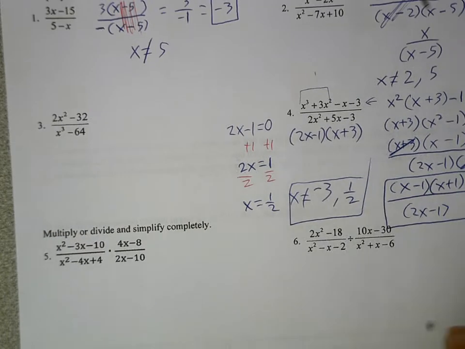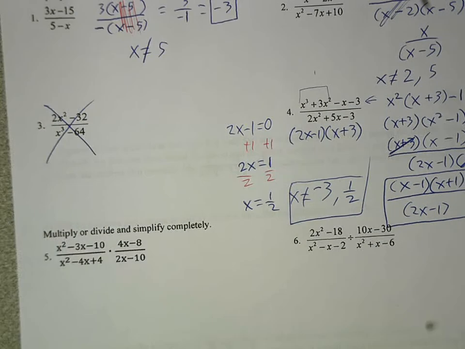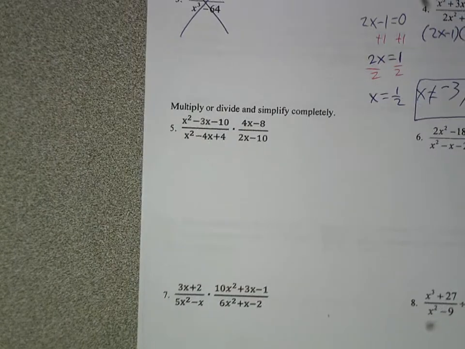Let's skip 3, okay, guys? You can just cross out 3. Don't worry about that one at all. Let's look instead down here at 5.